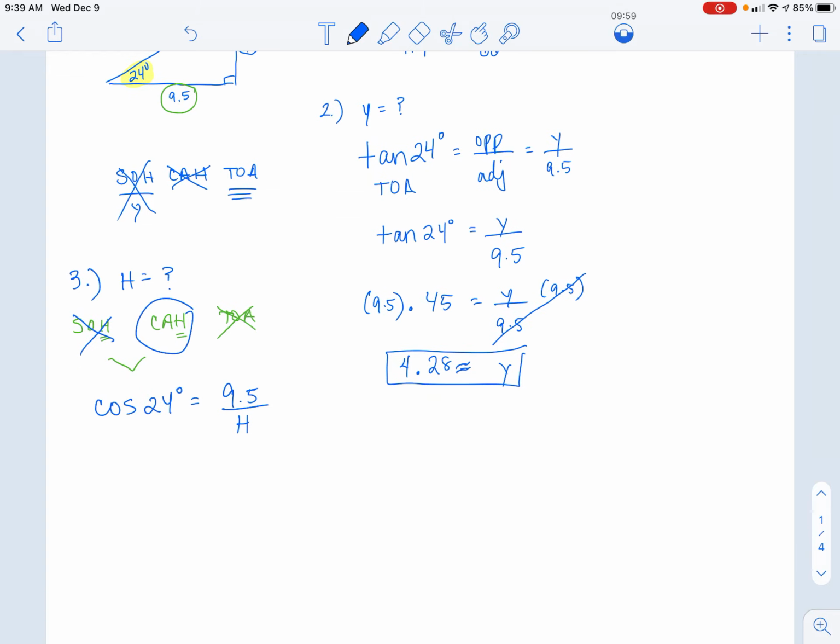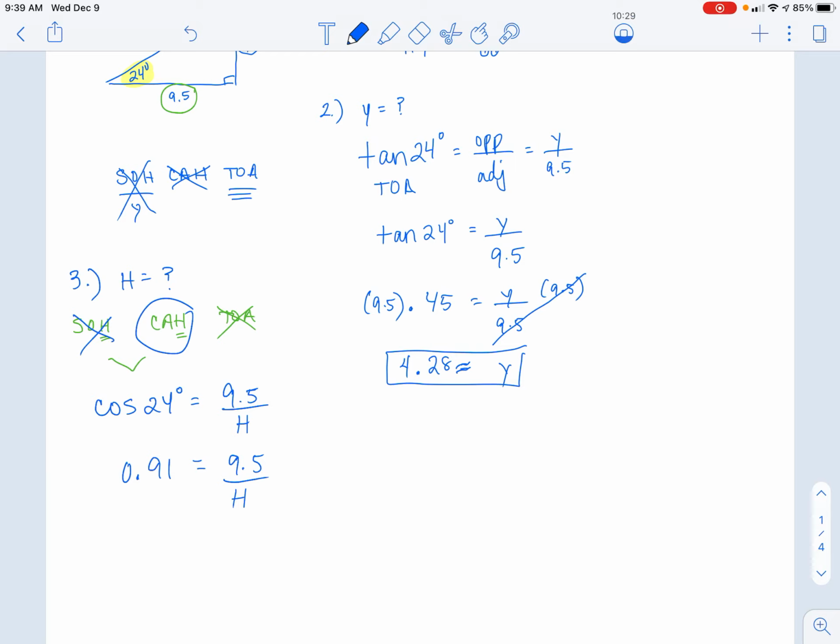So we're going to do the same thing we did a moment ago. We're going to solve for H. So let's find cosine 24. That's the first thing we want to do. So take your calculators, just see if you come up with the same thing I do. I would put in 24 and hit cosine. I get 0.913. So we're going to round that to 0.91. We'll leave it there. Equals 9.5 over H.